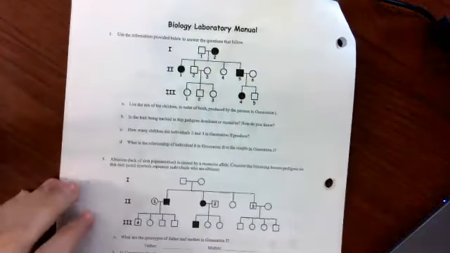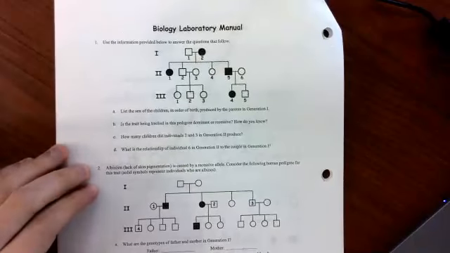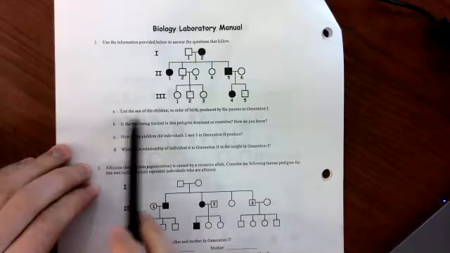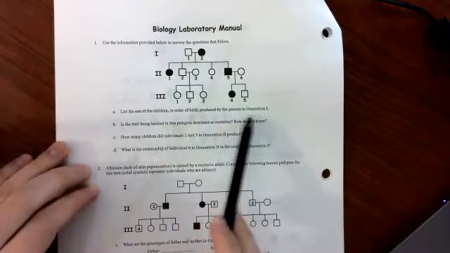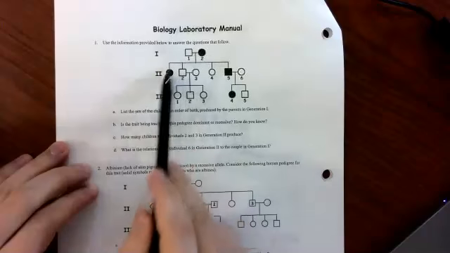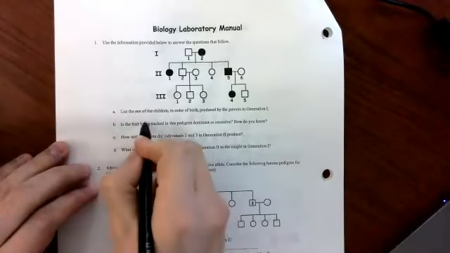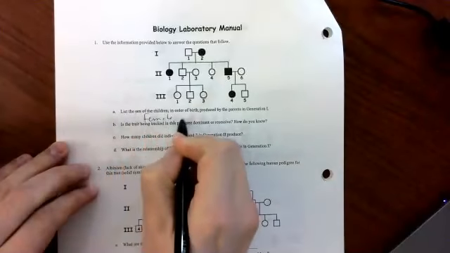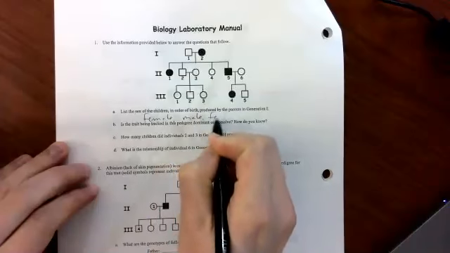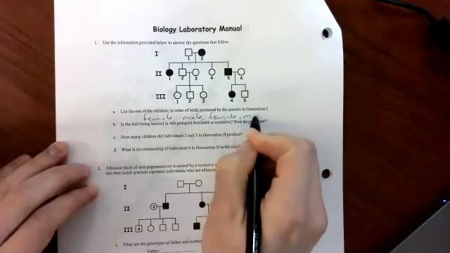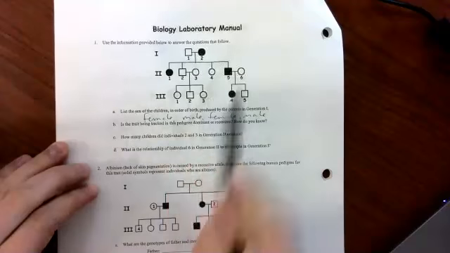So here, let's read this together. Use the information provided below to answer the questions that follow. First, A, list the sex of the children in order of birth produced by the parents in generation 1. So here are the parents in generation 1. They have had 1, 2, 3, 4 kids. This would be a female first, then a male, then a female, then a male. So they had a girl, then a boy, then a girl, then a boy.